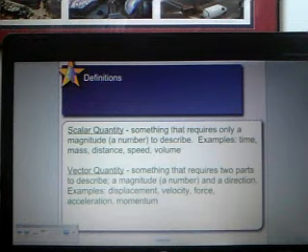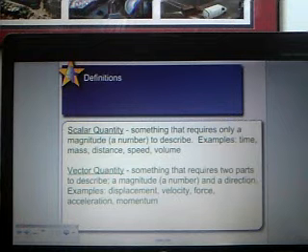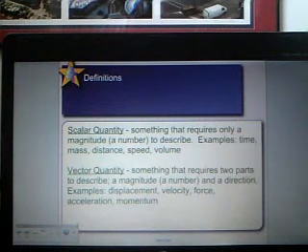So there are two kinds of quantities. One quantity is called a scalar quantity. A scalar quantity only requires a number to describe it. So we had been talking about the fact that speed and velocity are very close to each other, but there's one slight small difference between them. Remember, velocity needed a direction. Speed, if you'll notice on this list, is in the scalar quantity section. It requires only a magnitude.